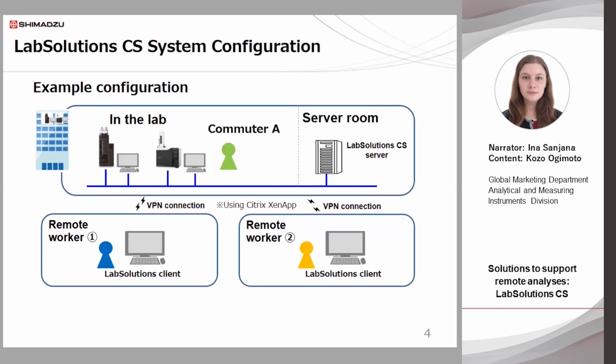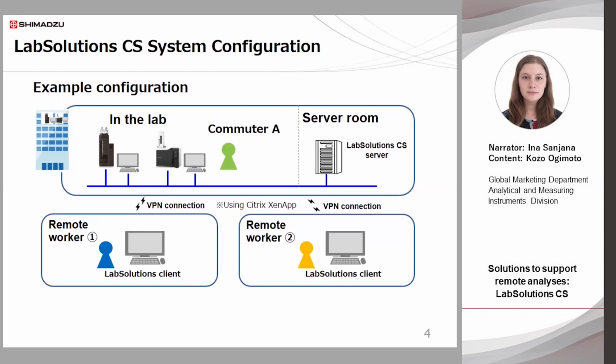In a normal work scenario, the LCs or GCs are operated by a PC in the lab, and the data generated is automatically saved on the server. Data processing and report creation is also carried out from the PC in the lab. If you are using a standalone system, each LC or GC can only be operated from the PC it's directly connected to. But with LabSolutions CS, any PC in the lab can be used to operate all the LCs or GCs connected to the network.